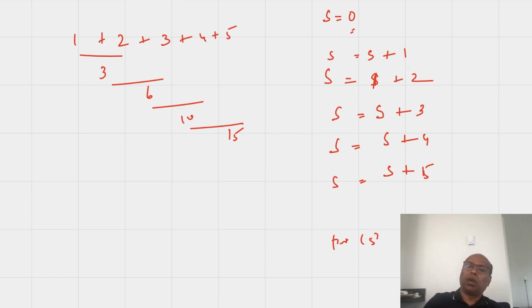Yeah, you'll get 1, 2, 3. Same thing I need to do. What should I write in this case? For i in range of 1 to what? n plus 1, where s is equal to s plus i. Add it. Successive addition. Got it? Yeah? Okay.